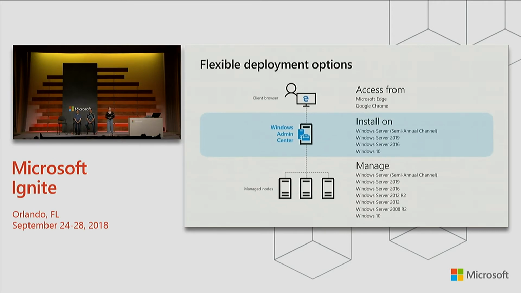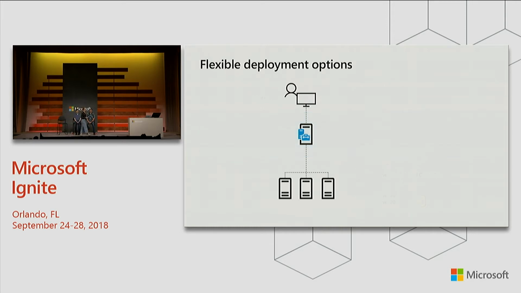Windows Admin Center can be installed on Windows Server Semi-Annual Channel, 2019 and 2016, as well as Windows 10. And you can manage servers all the way back to Windows Server 2012. Then we have a limited subset of functionality for 2008 R2, as this was a top user request. And because of the multiple ways that you can install Windows Admin Center, this gives you a lot of flexibility in how you can deploy.